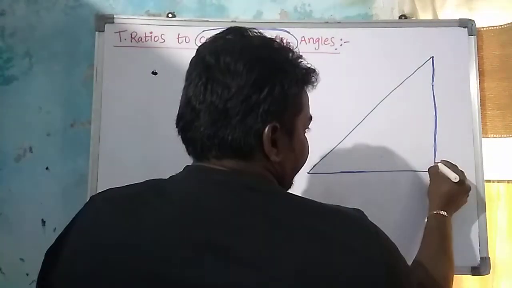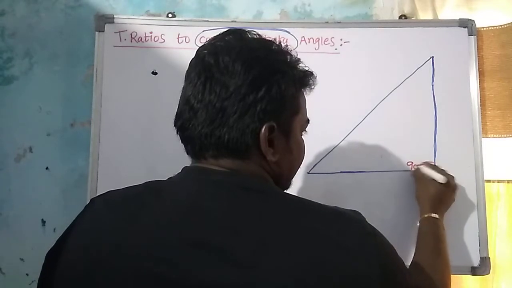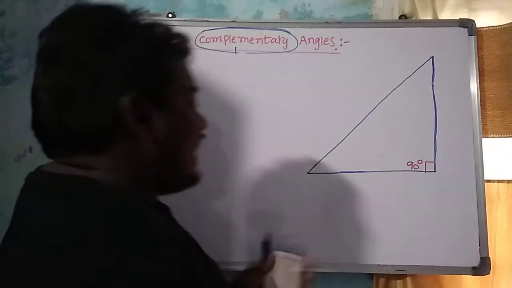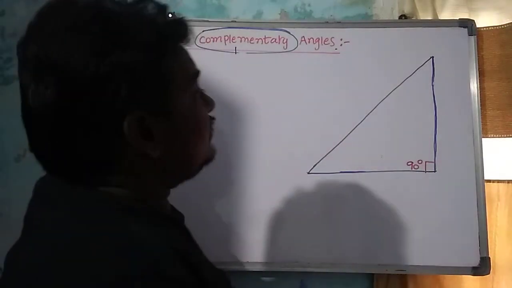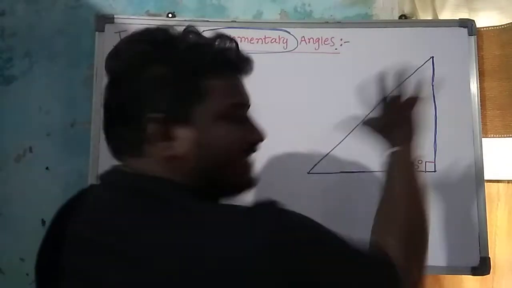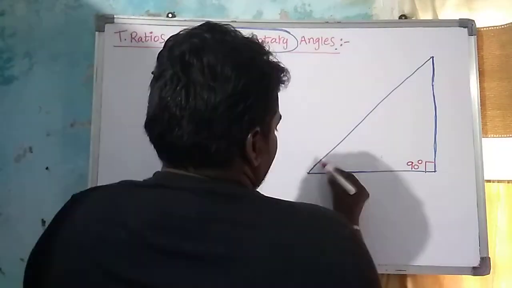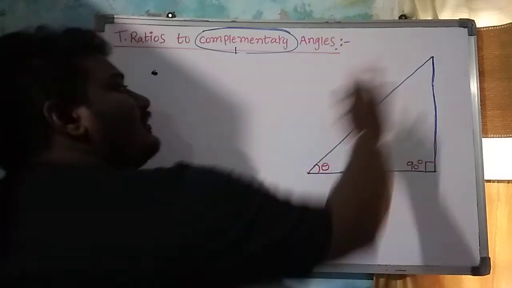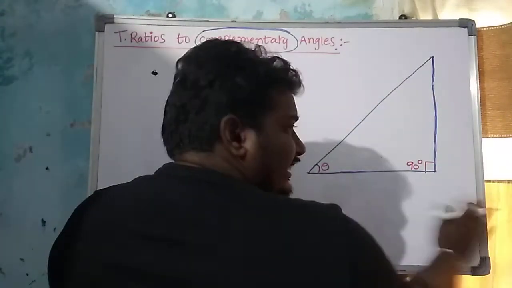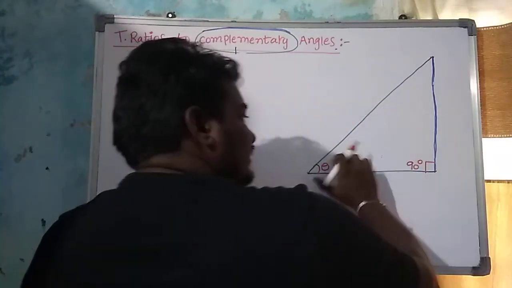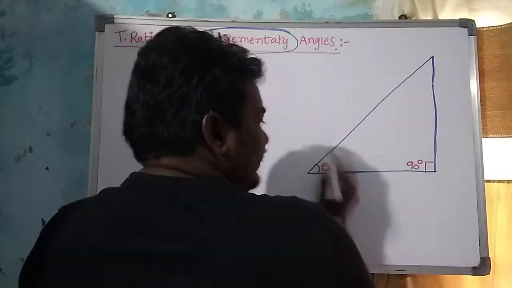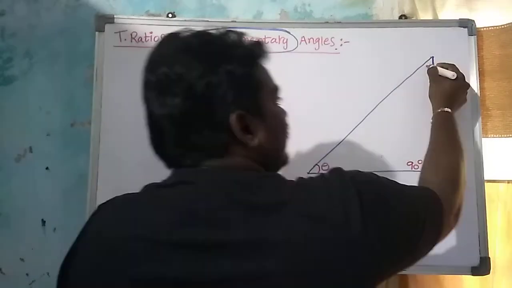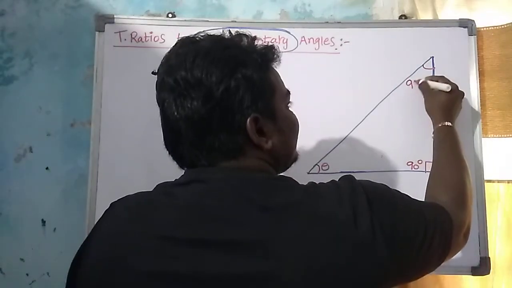If this is 90 degrees, the total angle sum in a triangle is 180. 90 is gone, 90 is left. I am naming this angle theta. What about the other angle? 90 is already gone, so this and this angle sum to 90. Theta is there, so the remaining angle will be 90 minus theta.